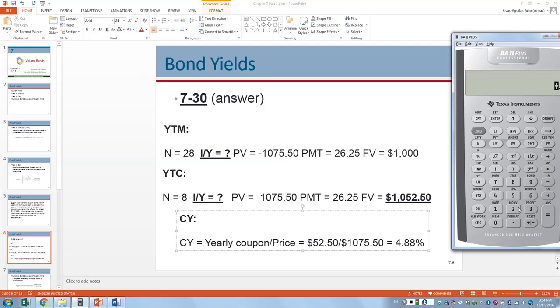Let's clear this. Let's say 28 is equal to n. Negative 1075.5 is our present value. 26.25 is our payment, and $1,000 is future value. Now, one thing, that is not the final answer. This is how much we make every 6 months. Don't forget that we are doing it on a yearly basis. So I have 4.52.